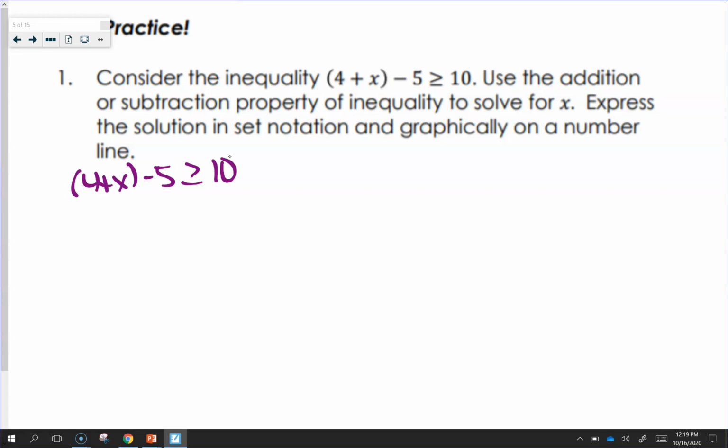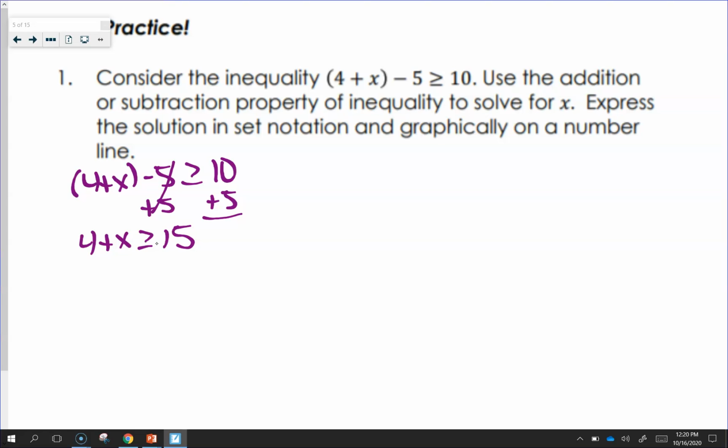All right. I see parentheses again. Can I combine anything in those parentheses? No, I cannot. So what's my next move? What are we going to do? Yes, let's go ahead and add that 5. So now I have 4 plus x is equal to 15. Ooh, not equal to. Greater than or equal to. There we go. Four plus x is greater than or equal to 15.